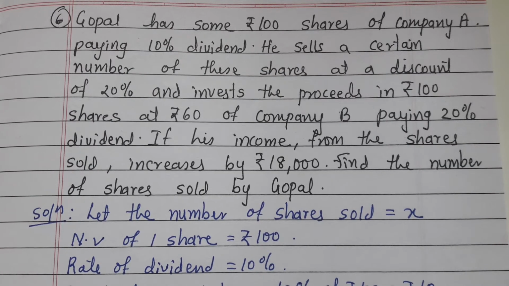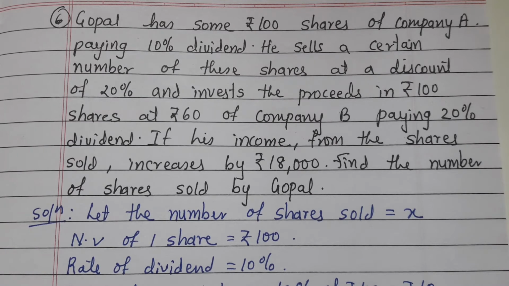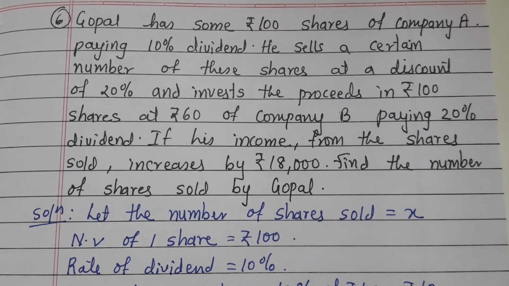Sum number 6. Gopal has some rupees 100 shares of company A, paying 10% dividend. He sells a certain number of these shares at a discount of 20% and invests the proceeds in rupees 100 shares at rupees 60 of company B, paying 20% dividend. If his income from these shares increased by rupees 18,000, find the number of shares sold by Gopal.